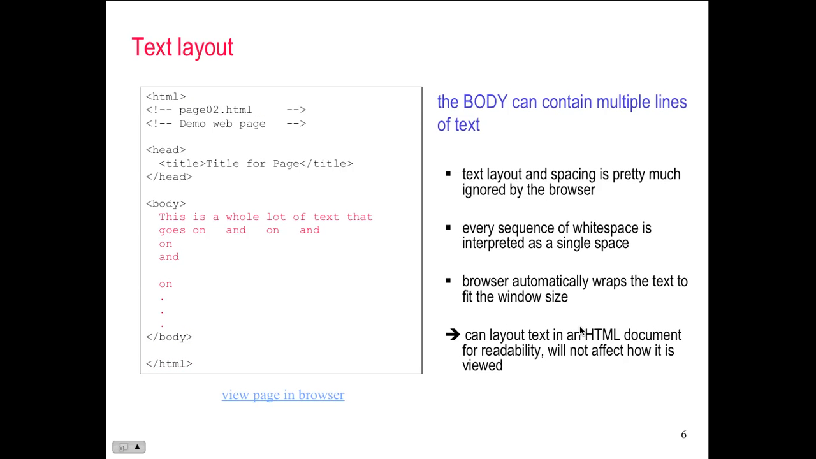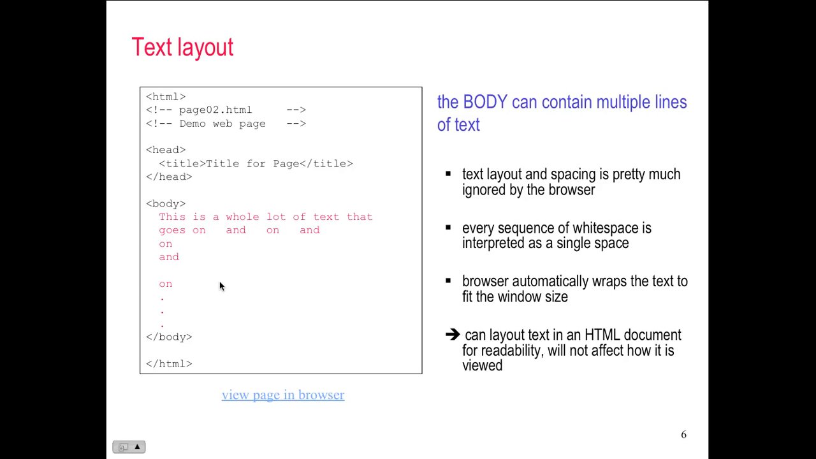So here's our text layout. So the body that contains multiple lines of text. So the text layout is pretty much ignored, as we saw before. In fact, we've already gotten this far with some examples already. So no spaces are identified, so it doesn't really matter; you can put all this on one line, and that's okay, except for when you're reading the HTML document, it might be a little bit hard to see if it's all on one line.